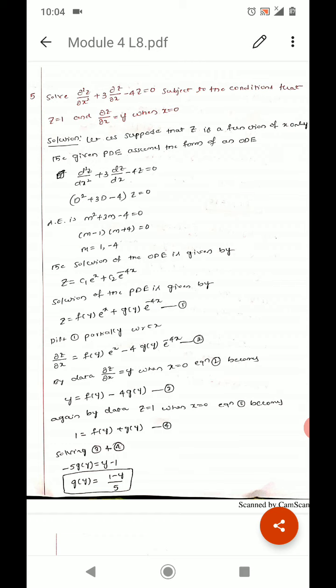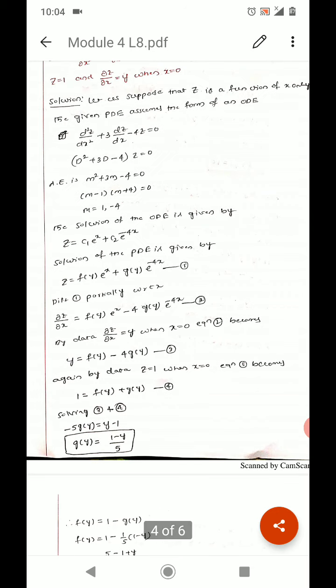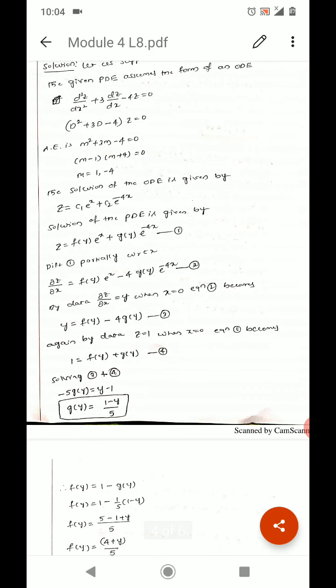So that is equation 3. Again use the data z is equal to 1 when x equal to 0 in equation 1 to get 1 is equal to f of y plus g of y. So that is equation 4.